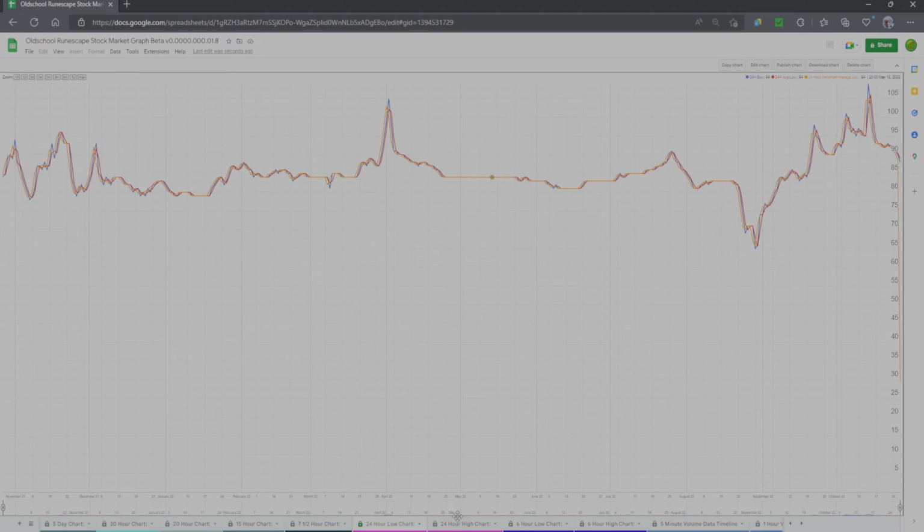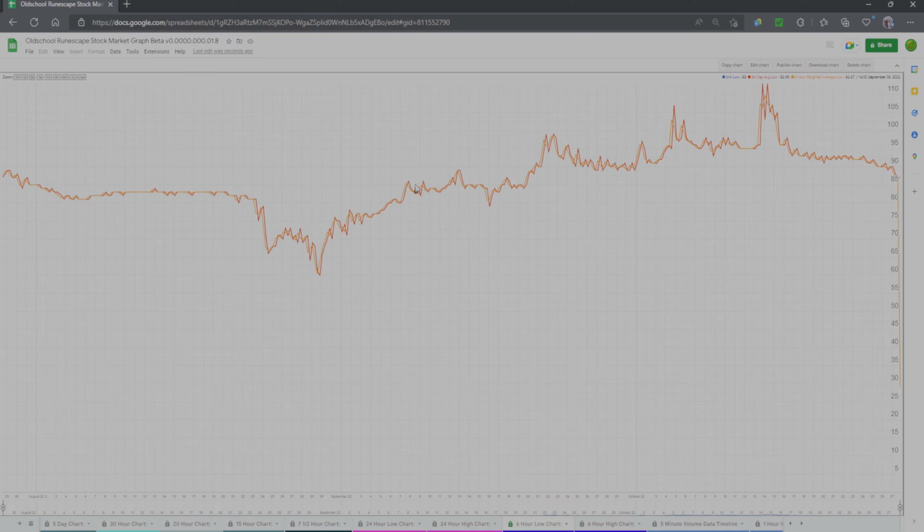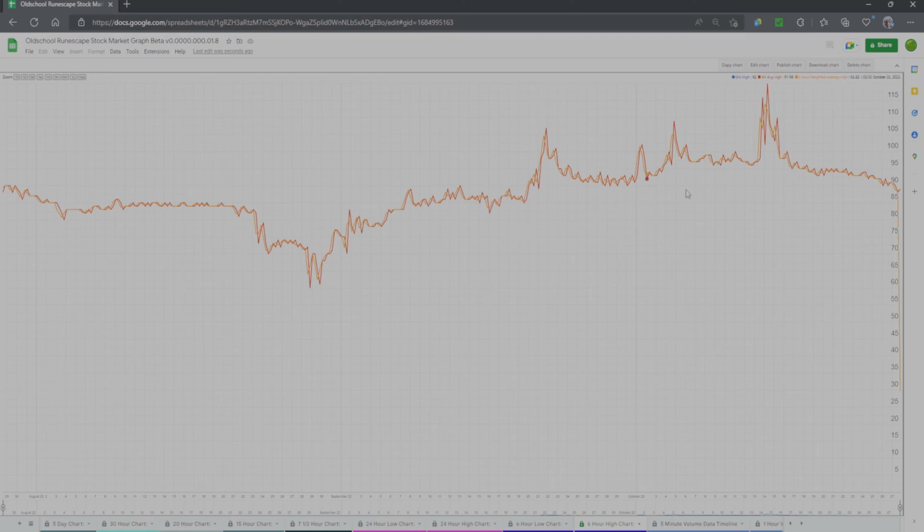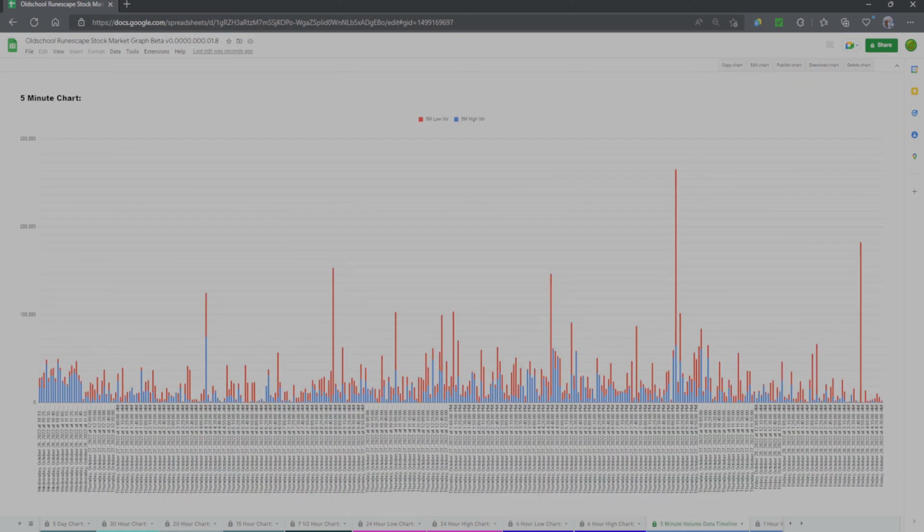It's a little bit laggy. Timelines seem to be a little bit laggy, but for the most part, it works. And then here's a 6-hour chart for about 3 to 6 months or something like that. Again, another 6-hour chart. And that's the highs and the lows for the day. So the buys and the sells.